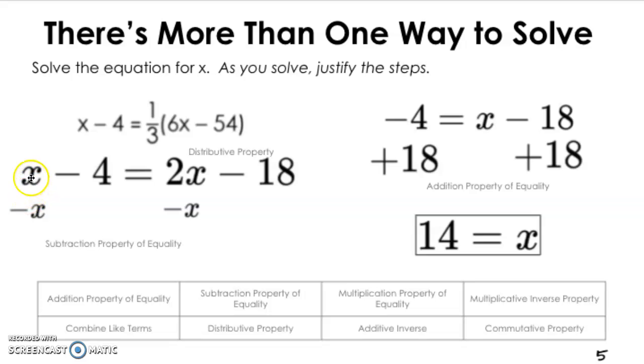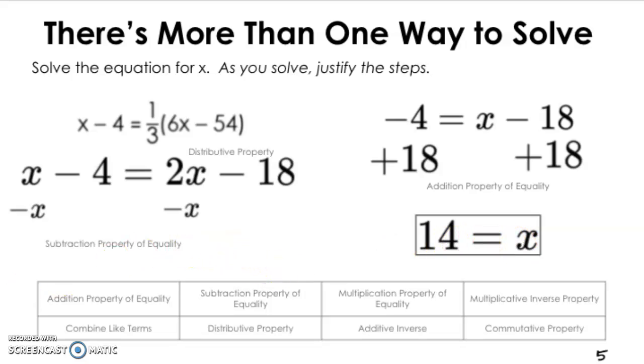Notice that in the first step, I subtracted x because it was positive originally. So the opposite of positive is negative. The opposite of adding is subtracting. That's why I subtracted x from both sides. And in this second step, I added 18 because adding is the opposite or the inverse of subtracting. And that's how I got my answer of 14 is equal to x.